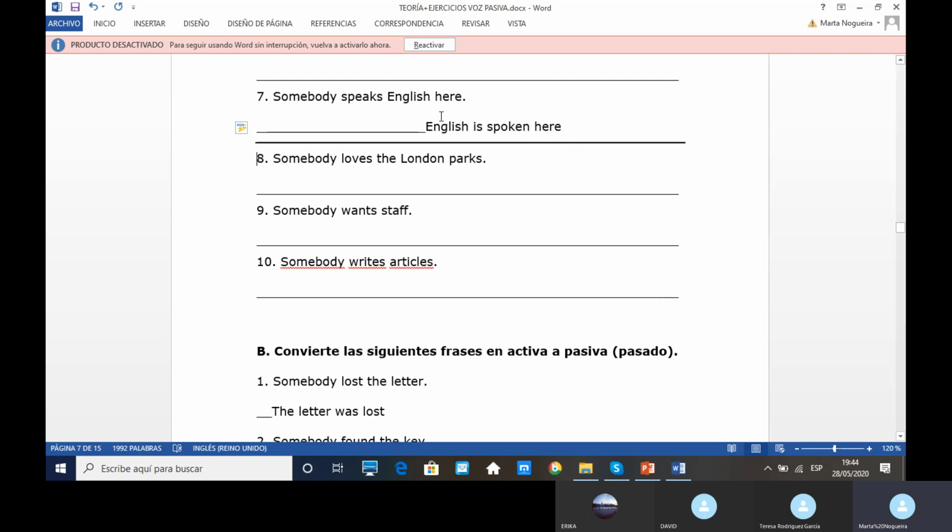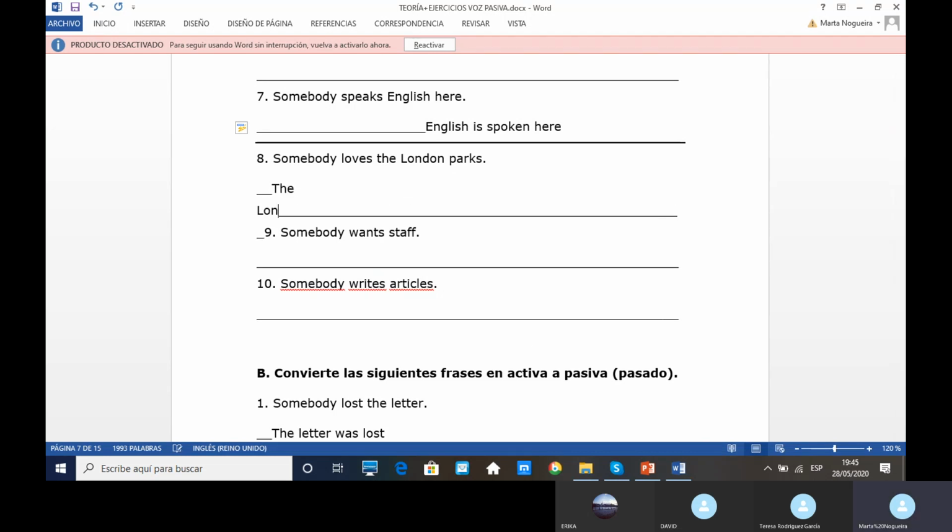Guys, when we have English, French, when we have the names, the proper nouns of languages, we have to put them in capital letters, okay? Always. Somebody loves the London parks. The London parks are loved.